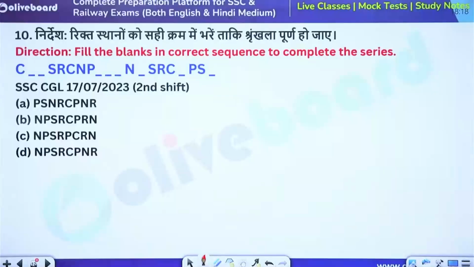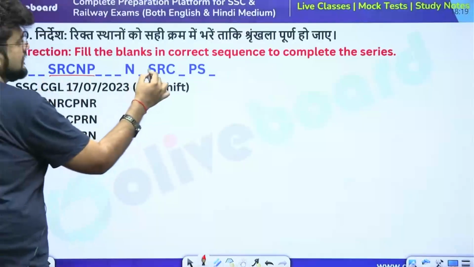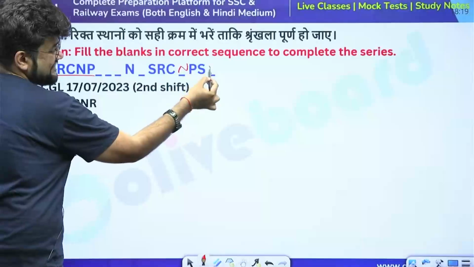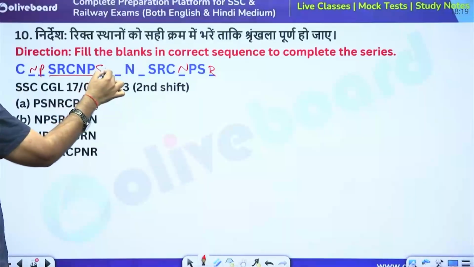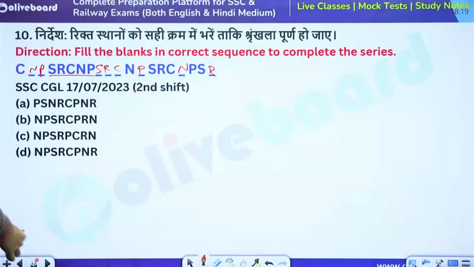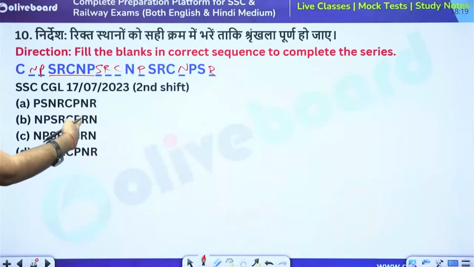SRCNP. Pick this up. Okay, and see mostly the same set of letters are being repeated. So this is a complete repeat pattern. SRCNP, SRCNP, SRCNP. Cool. What is the pattern? NPSRC, NPSRC, PNR. Option D is the right answer.